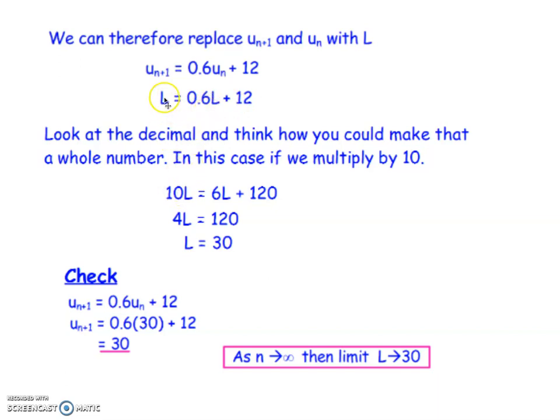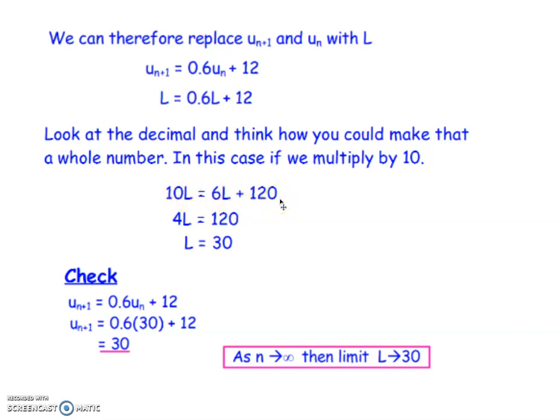So if I multiply by 10, well, L times 10 will be 10L. 0.6 L times 10 will be 6L. And then remember, 12 times 10 is 120. I can guarantee that that will be the mistake you'll make on these at first, because everybody always tends to forget that. You remember to multiply this by 10 as well, making it 120. It's so easy to forget to do that. So when you're multiplying by 10, make sure you multiply every single one of your 3 terms to get this line here. So 10L equals 6L plus 120.